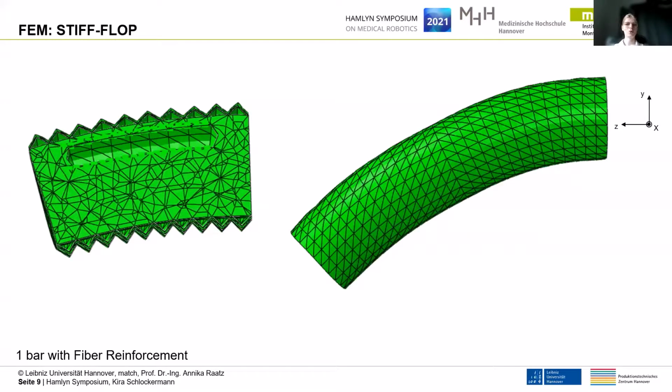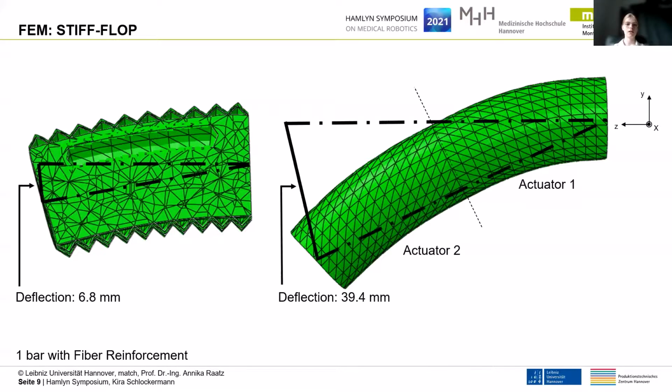Also here, we performed an FEM analysis, and on the left side, we see 1 STIFF-FLOP module with an external sheath, and on the right side, we see 2 STIFF-FLOP modules without an external sheath. Under 1 bar pressure, the two modules have a deflection of 39.4 millimeters, and the 1 module has a deflection of 6.8 millimeters.